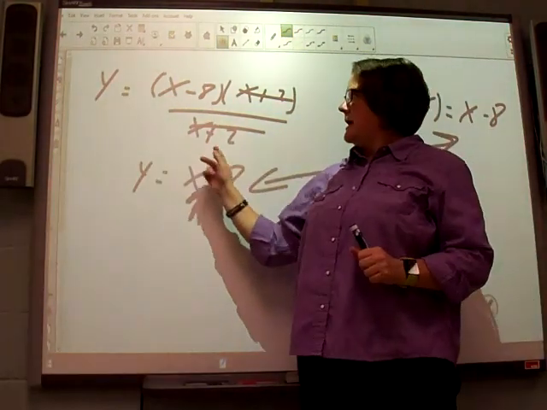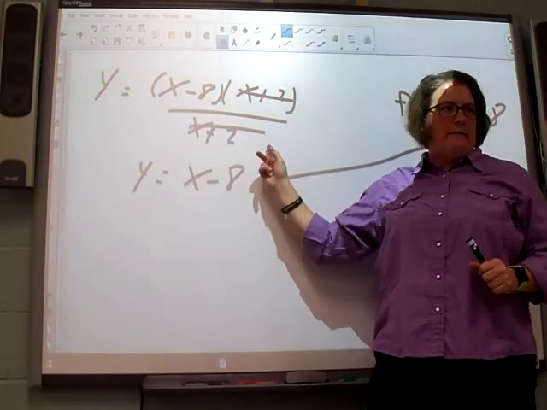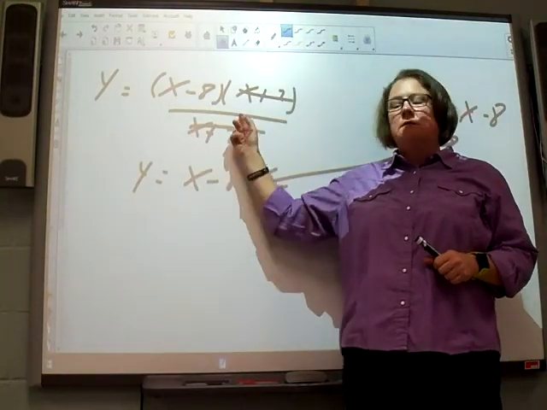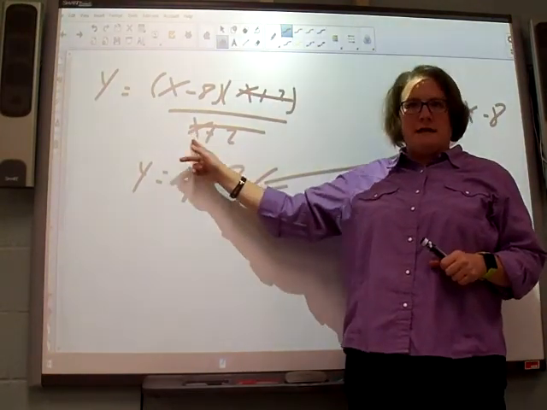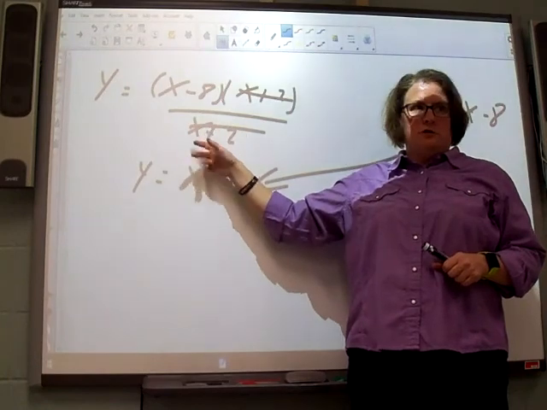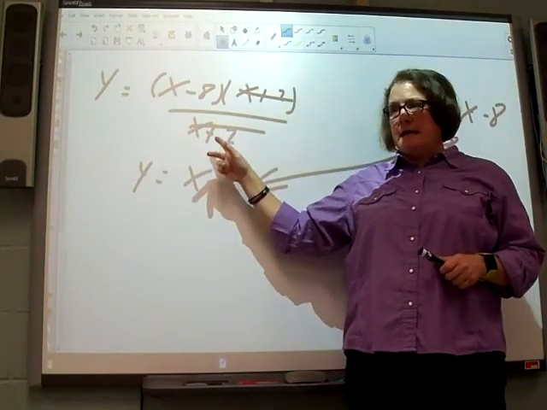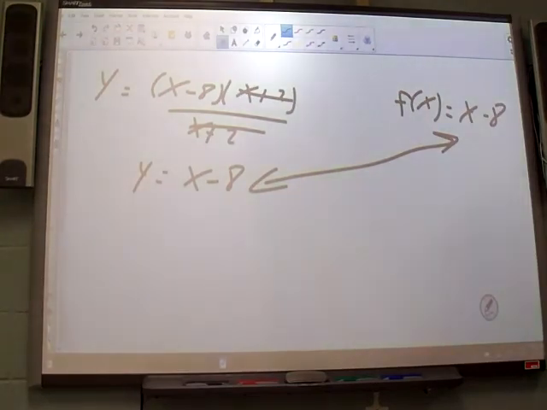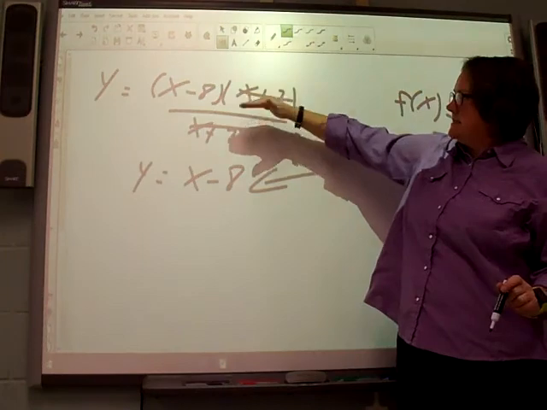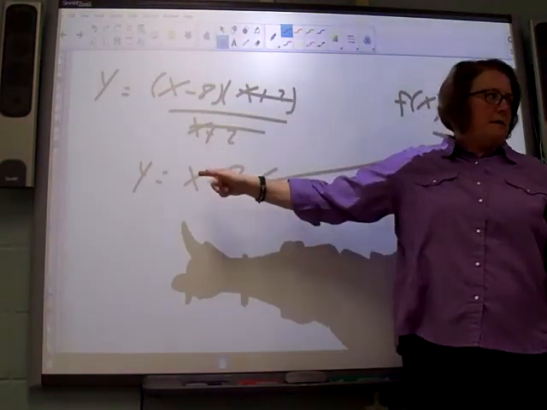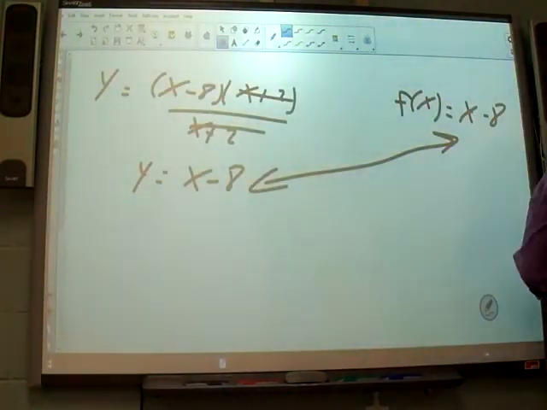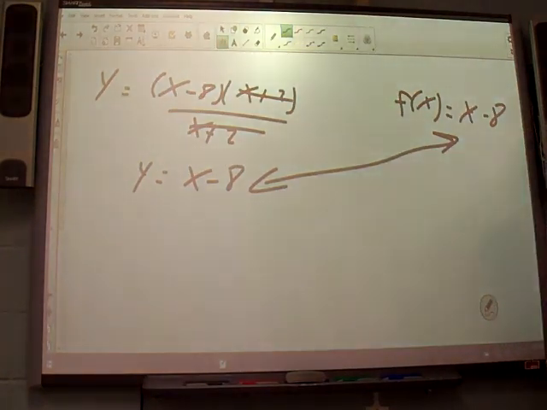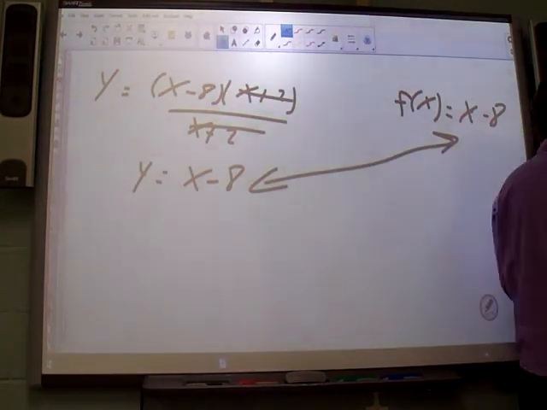This one has a restriction. What number can never be on the bottom of a fraction? 0. What value of x would make this 0? x plus 2 is 0 when x is -2. So what I would need to write about on this, number 17, is that yes, it does simplify to the same thing, but on that one, x cannot be -2.